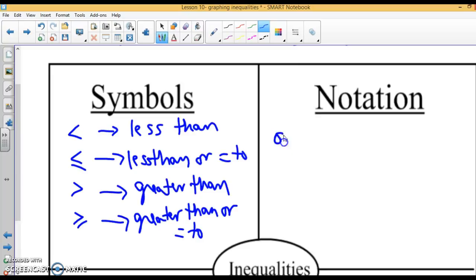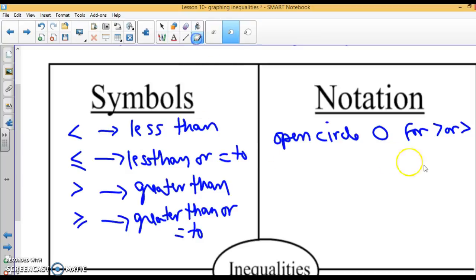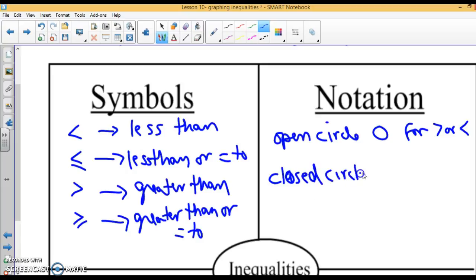You are going to have an open circle, which looks like this, for greater than or less than. You are going to have a closed circle, which is filled in or solid, for greater than or equal to or less than or equal to.